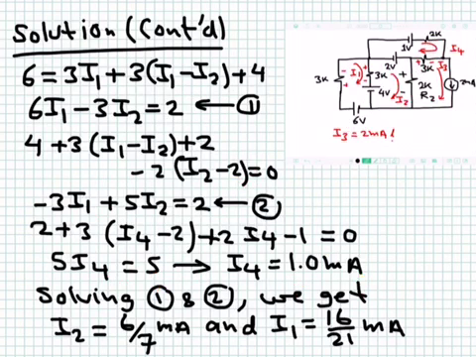Now if you solve equation 1 and equation 2, either using your calculator or using elimination, I multiplied this equation by 2 and then summed it to this one, and this eliminated I1. I was able to obtain I2 as 6 over 7 milliampere and I1 as 16 over 21 milliampere. Once I have I1 and I2, and I already know I3 is equal to 2 milliampere and I4 is equal to 1 milliampere, I am all set to calculate the current going through the resistance R2.